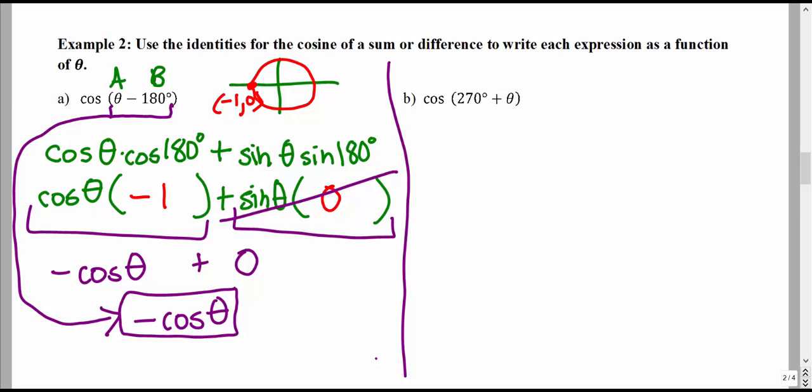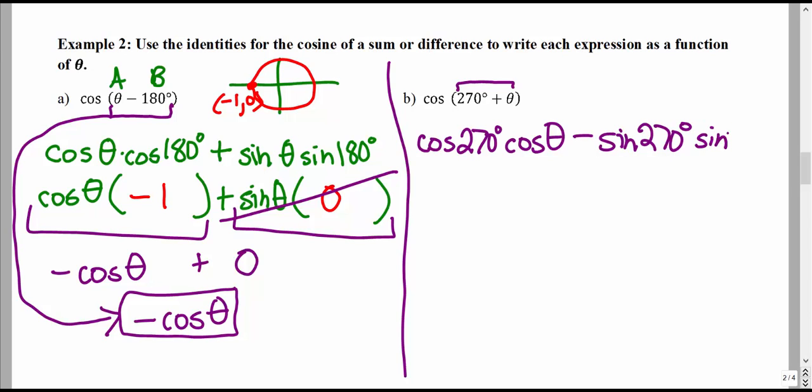We can do the same thing for a sum. Let's say that we have cosine of 270 degrees plus theta. Here we have a complicated input angle that's a sum. We have two separate angles where one is known and one is not known. And we want to convert this to something a lot simpler to work with as an input angle. We can do this using our cosine identity for a sum. That would be cosine of the first angle times cosine of the second angle. Since we're adding on the inside, we're going to be subtracting, the opposite sign, on the outside: minus sine of the first angle times sine of the second angle.